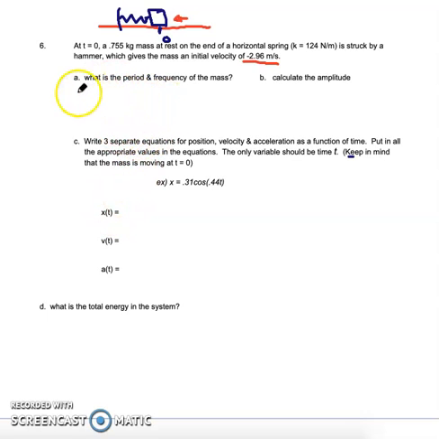So this is stuff we've done a lot. The equation for period, again, is 2 pi radical m over k. So put in the numbers, everything is given, pretty straightforward, and we get 0.49 seconds. All right, frequency is the reciprocal of period, so 1 over 0.49 is essentially 2, and 2 cycles per second.